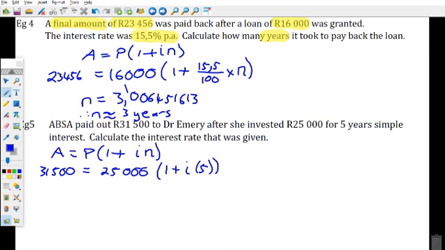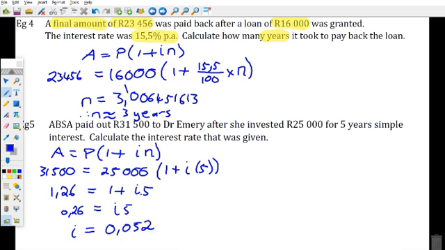We're going to say 31,500 divided by 25,000. Now we don't clear our calculator, we leave it there. 1.26 is equal to 1 plus i5, or 5 times i, whatever you want to write. So then we're going to minus 1: 0.26 is equal to i5. Now we need to divide by 5 on both sides, and we end up with i is equal to 0.052.